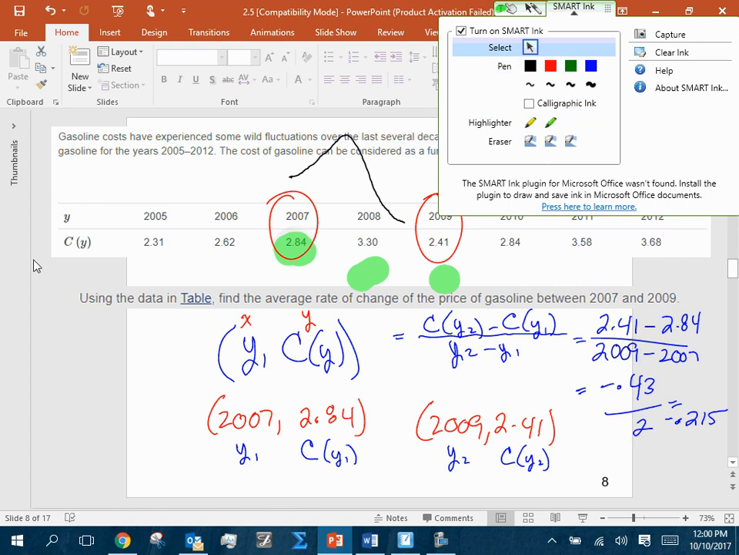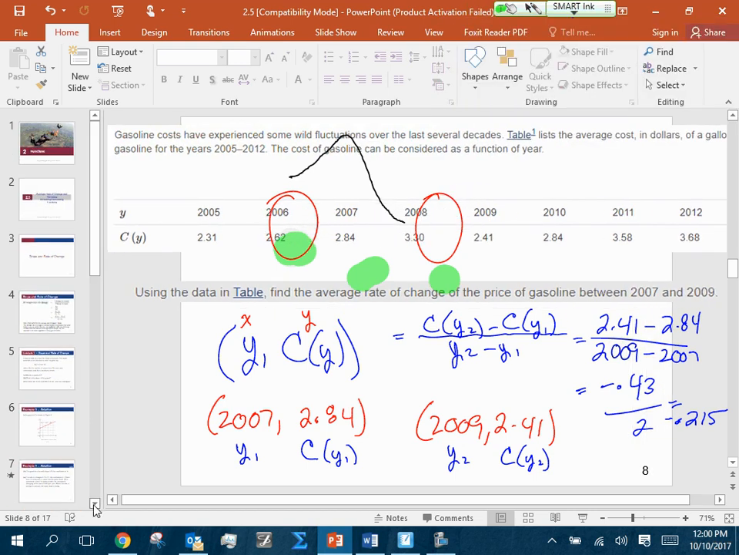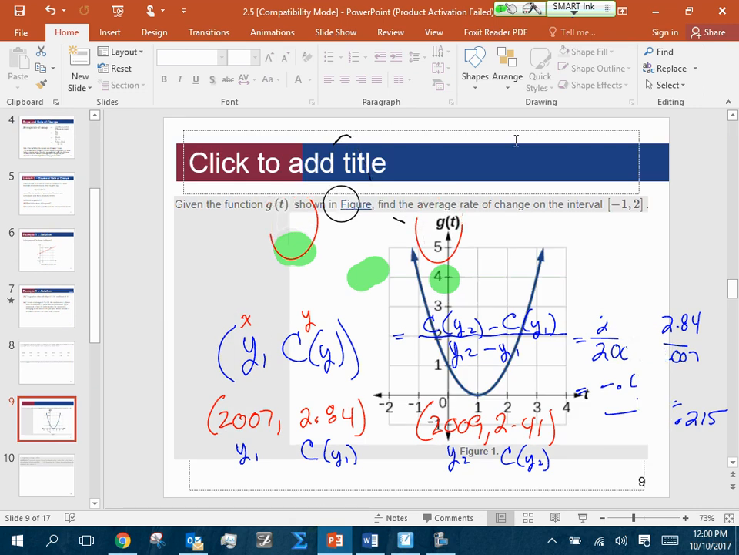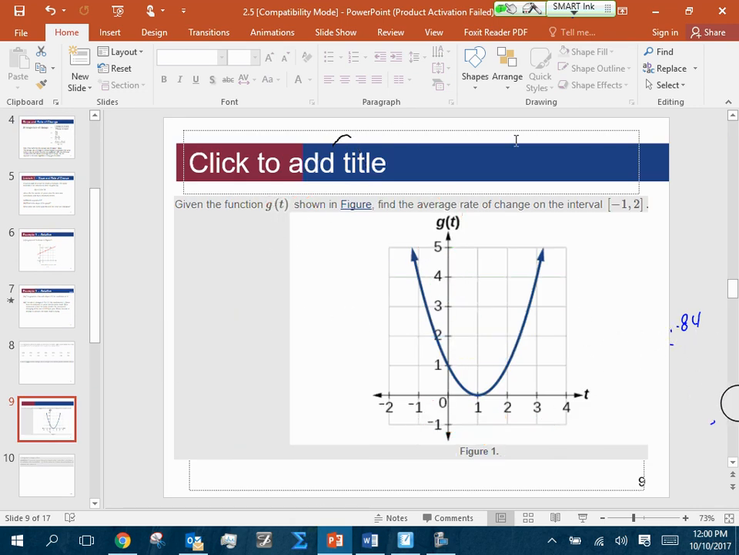We'll also see different ways of them presenting questions about average rate of change. You're going to be asked to find the average rate of change on the interval from -1 to 2. So we get that point right there. That's a y value. That ordered pair is (-1, 4), and at 2, that ordered pair is (2, 1), right? That's the interval we're interested in.